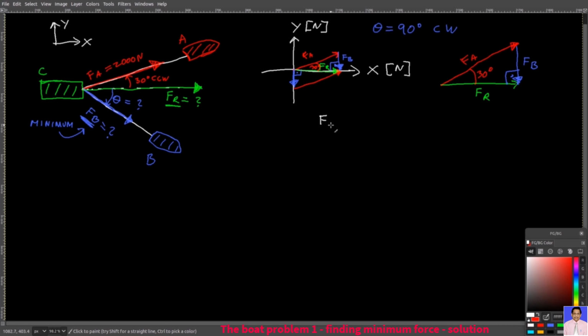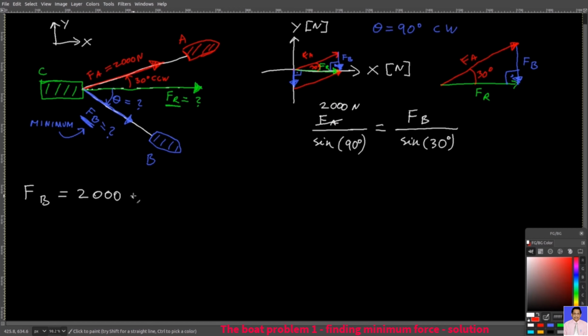First of all, you have FA over sine 90 degrees, which equals FB over sine 30 degrees. Remember that this FA is 2000 newtons. And so FB equals 2000 times sine 30 degrees divided by sine 90 degrees. Sine 30 degrees equals 0.5, sine 90 degrees equals 1, and that means that FB equals 1000 newtons.